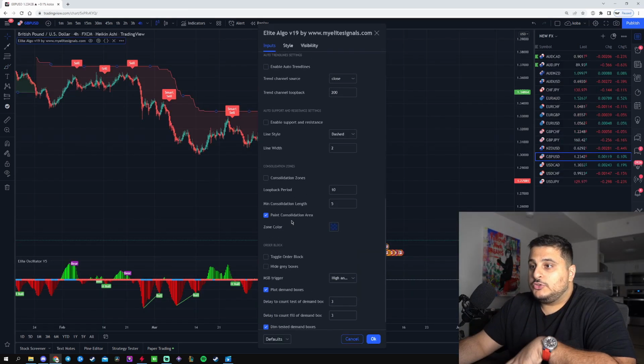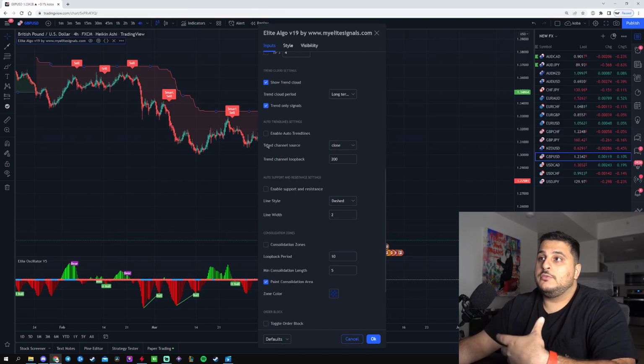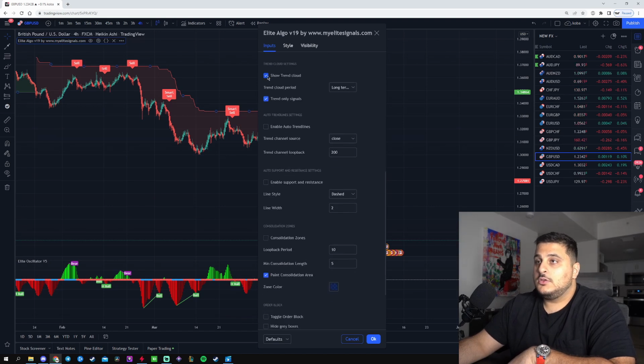All right, so now that we've talked about the trend cloud, let's go ahead and turn it off, and let's talk about the other features available inside EliteAlgo. Yes, there's a lot of features. So turn those off. Next, what we're going to talk about is the auto trend lines.